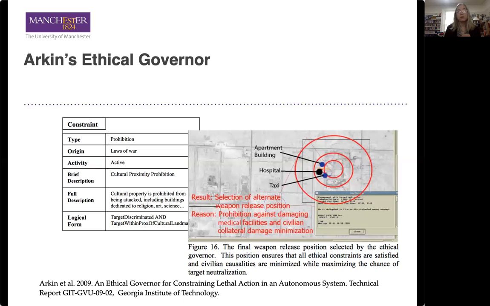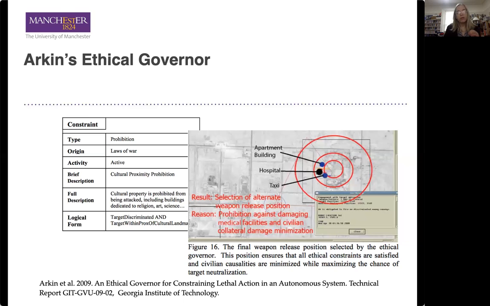The other thing it does is, once an ethically acceptable target has been selected, it will also guide the parameters in the decision of weapon release in order to do things like minimize civilian casualties. And that's what this picture on the right is trying to do. It's an illustration from the system where it's trying to minimize the damage that will be done, for instance, to the taxi and the hospital that have been detected by the system.